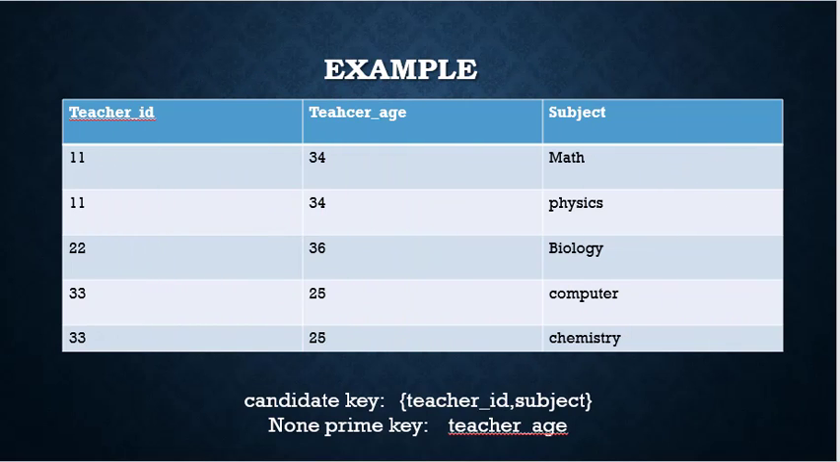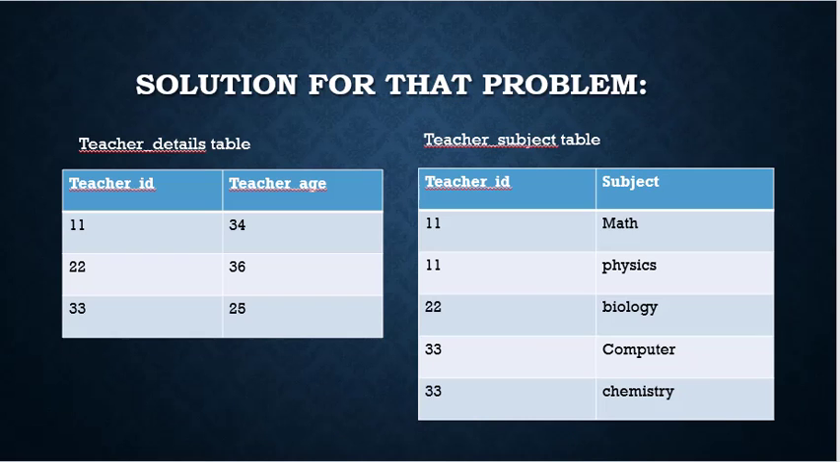Suppose a school wants to store the data of teachers and the subjects they teach. They create a table that looks like this. Since a teacher can teach more than one subject, the table can have multiple rows for the same teacher. Now, teacher ID and subject will be a candidate key for this table, whereas teacher age is a non-key attribute. The table is in first normal form because each attribute has atomic values.